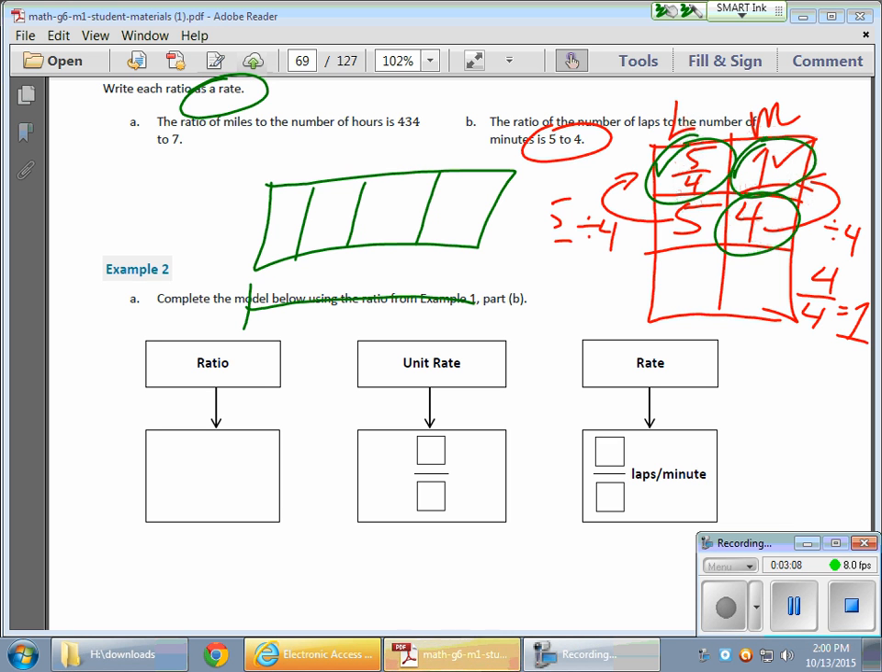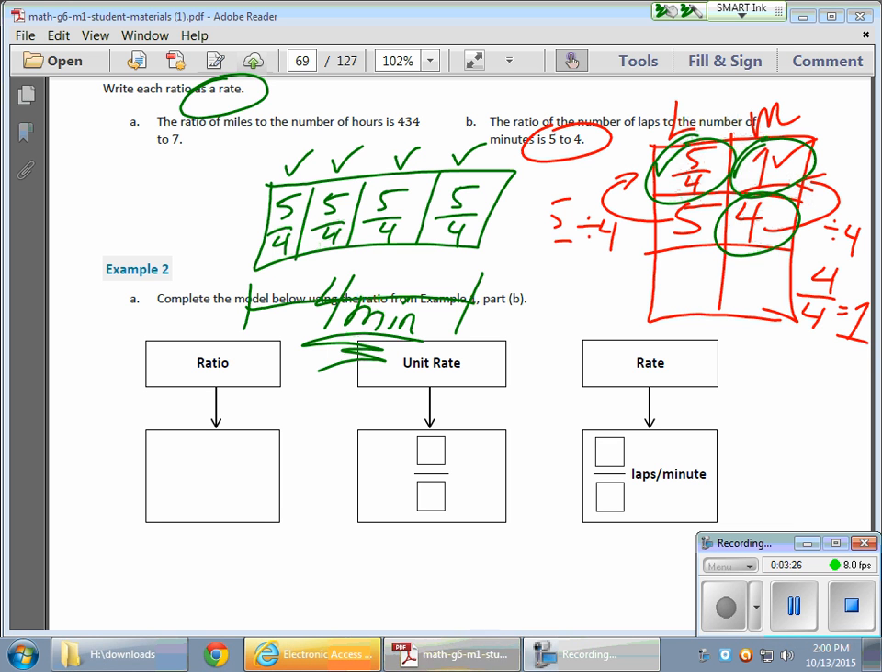So here's my 4 minutes right here. So here's minute one, minute two, minute three, and minute number four. I'm going to go 5 fourths laps. There they are. First minute, second minute, third minute, fourth minute. Now, according to my chart, I should go 5 laps by the time I'm done. Well, if I add these up, 5, 10, 15, 20, I get 20 fourths. Now, 20 fourths or 20 divided by 4 happens to equal 5. So there they are, my 5 laps.